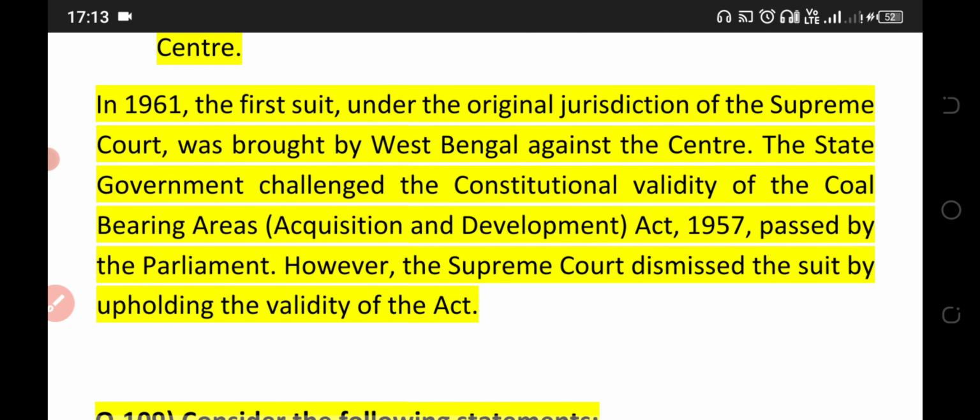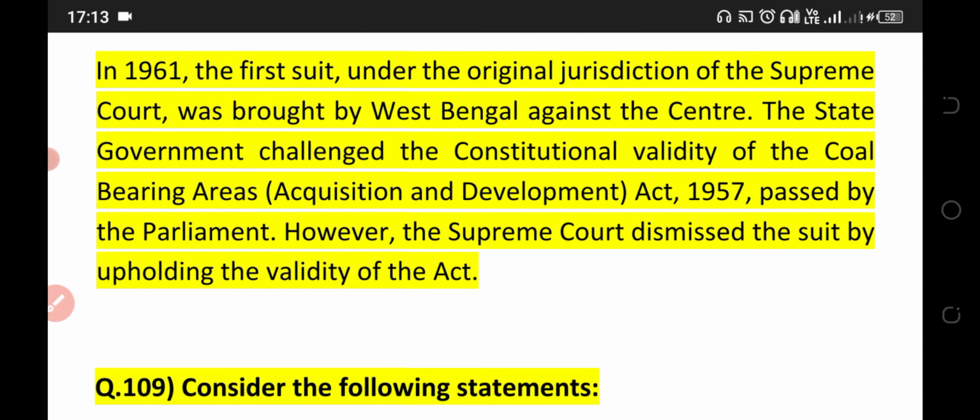In 1961, the first suit under the original jurisdiction of the Supreme Court was brought by West Bengal against the center. The state government challenged the constitutional validity of the Coal Bearing Areas Acquisition and Development Act 1957, passed by the Parliament. However, the Supreme Court dismissed the suit by upholding the validity of the Act.